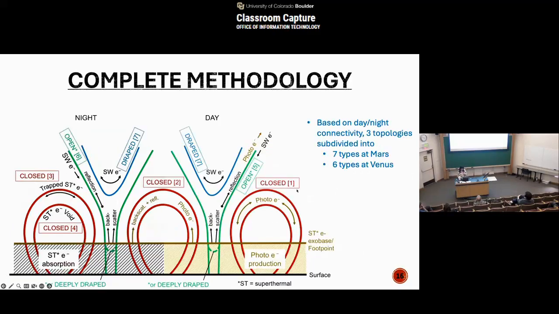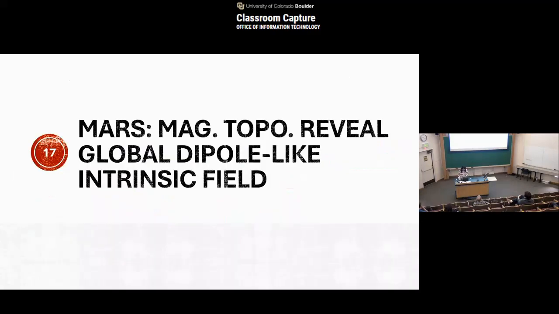By combining the electron angular and energy distribution, we can differentiate up to seven subtypes of magnetic topology at Mars and Venus. This is where we subdivide the open and closed types further based on whether their footpoint is on the day side, night side, or both. All right, that's a long introduction. Now let's get to the results. First, at Mars, we're going to talk about how we use the magnetic topology to review the global dipole-like intrinsic field.